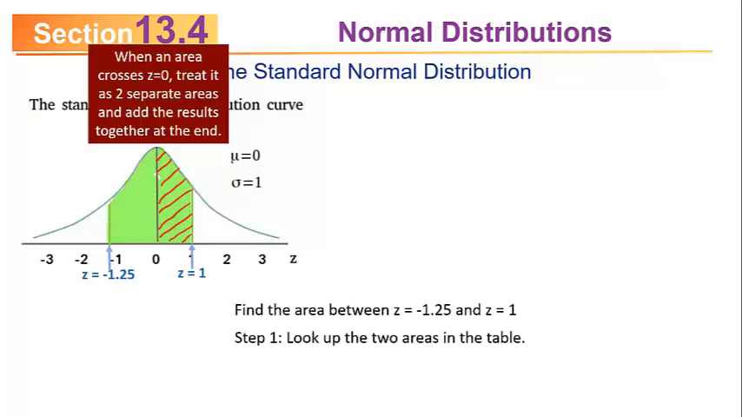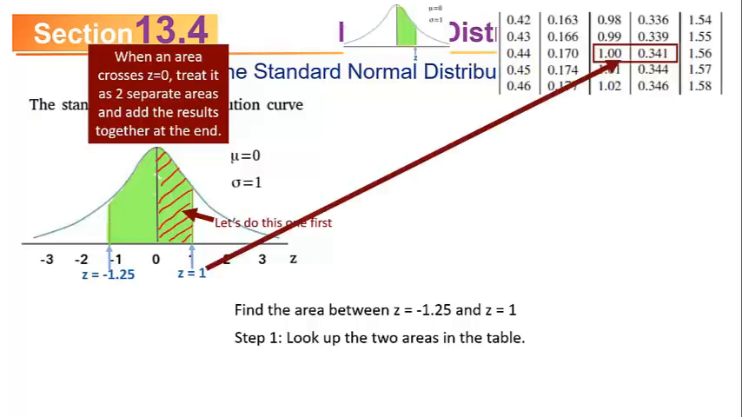So you just look them up. Think of one area as being the part to the right of 0, and think of the other area as being the part to the left of 0, and work them as two separate area problems, and then sum the results. So let's just start with the one on the right first. That's a standard problem where you just need to look the z value up in the table. So you go to the table, look for z equal 1, and you find out it's 0.341. That's the area to the right of 0.